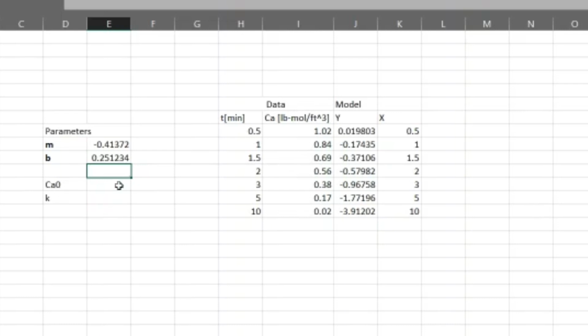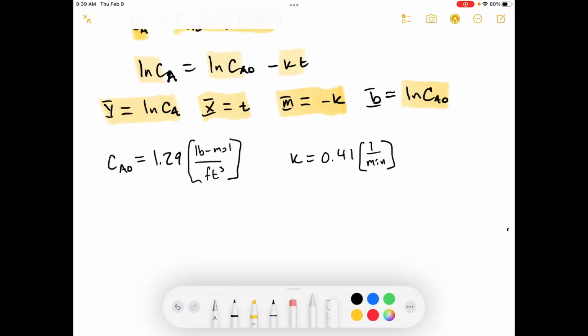Now we need to calculate what CA0 and K are. According to our model, CA0 is equal to the exponent of the intercept, and K is equal to the opposite of the slope. Okay, so that is our model and what the parameters from our model equal. That gives us a good estimate of what CA0 and K are. All right, so let's move back over to our writing here. That is it for part B.